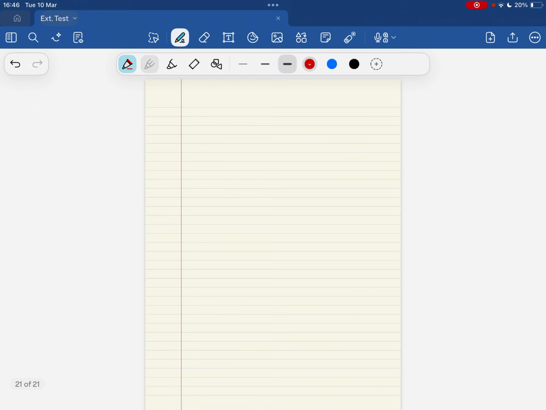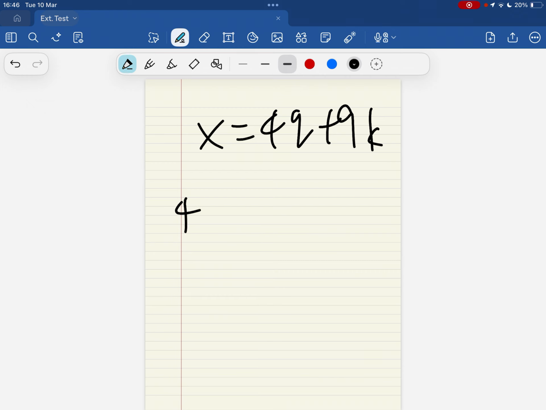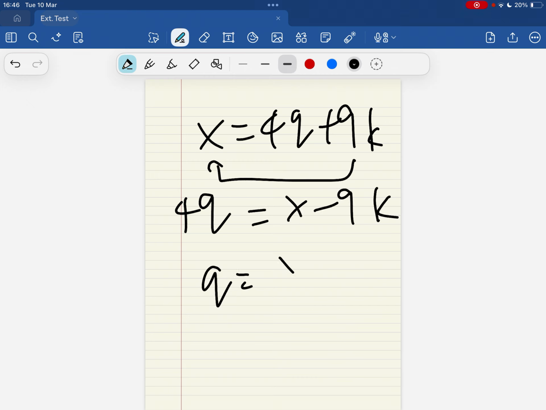Next, we have our very basic algebraic substitution. Shouldn't be hard. Let's say we have an equation and it says to show q in terms of x and k. 4q is equal to, you can move this over, x minus 9k. And then q is equal to (x minus 9k) over 4. You just want to keep that variable on one side, move everything over to the other side, and then get rid of the coefficient of that variable.